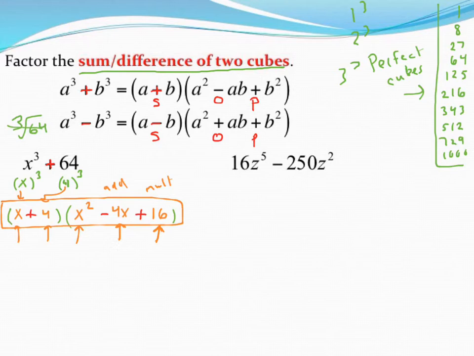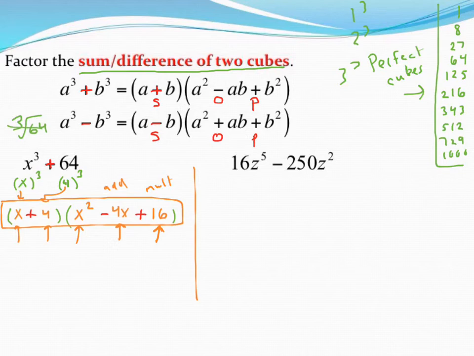Okay? Let's go ahead and try one more of these just so you can, again, hear me kind of talk through it and get a feel for how I do these problems. So let's try to factor this one. Now, right away I see there's a problem because 16 and 250 are not in my list of perfect cubes. Also, z to the 5th is not even a perfect cube. It's z to the 5th power. So I have a bunch of problems.